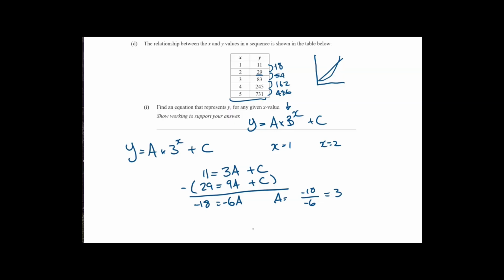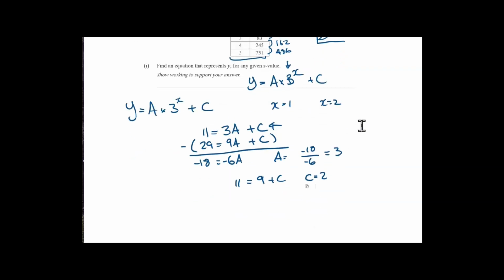Now we need to know what c is. So we know that a is 3. So let's just come up to do this one. So 11 is going to be equal to 3 times 3, which is 9, plus c. Take 9 away from both sides, and we see that c is 2. Now we actually have everything that we need.